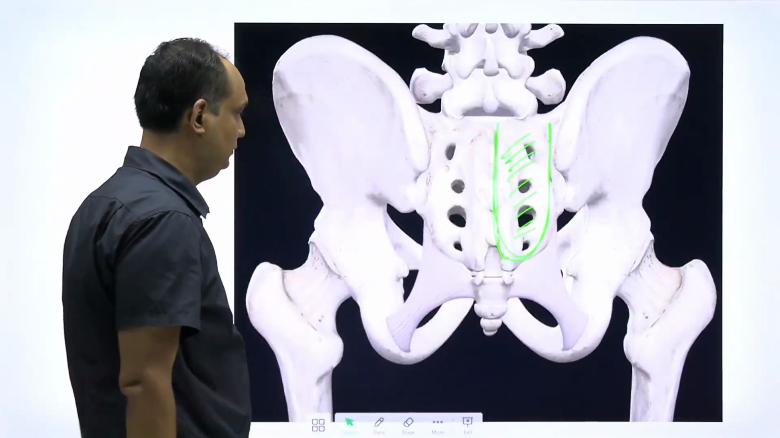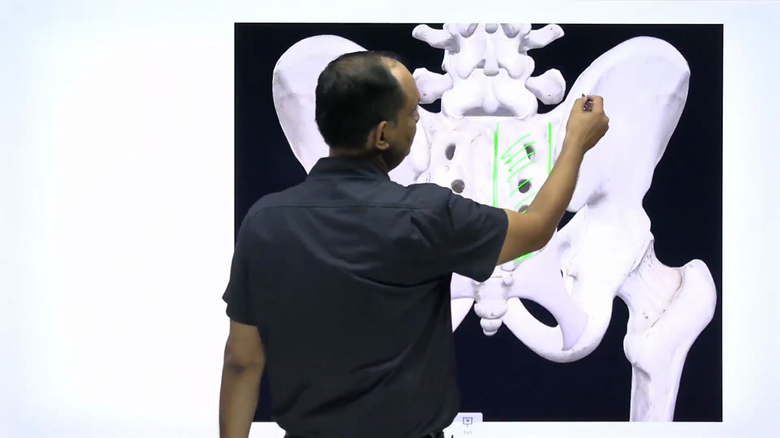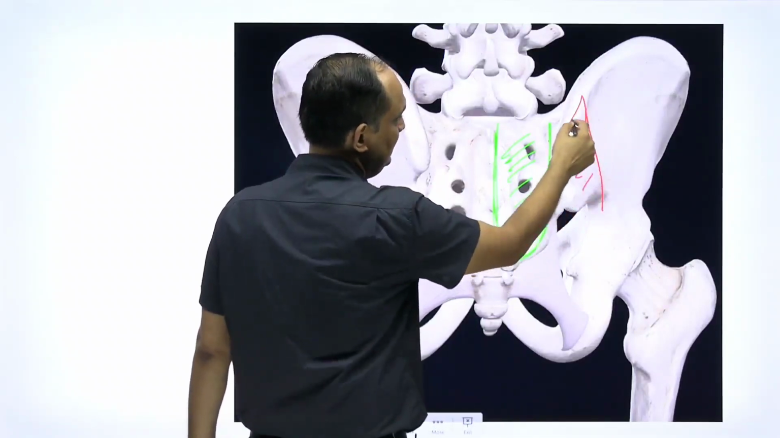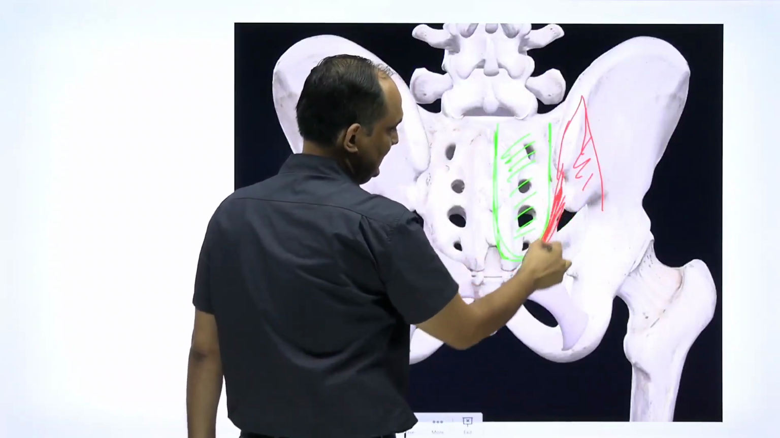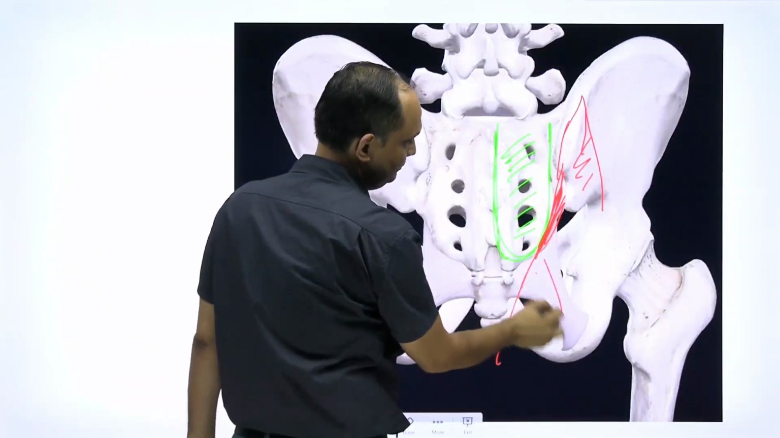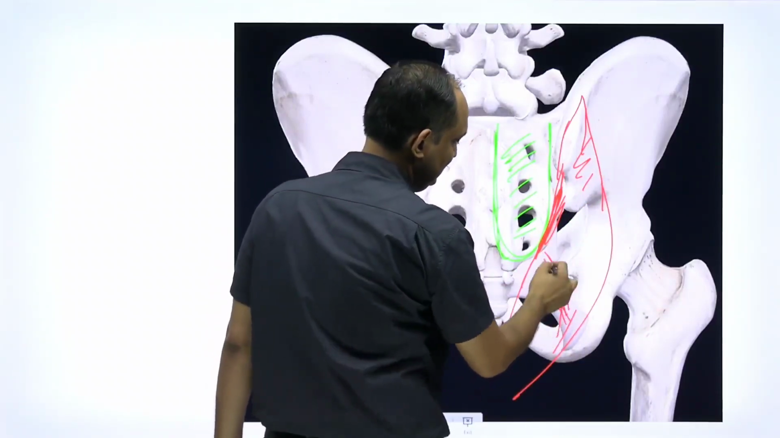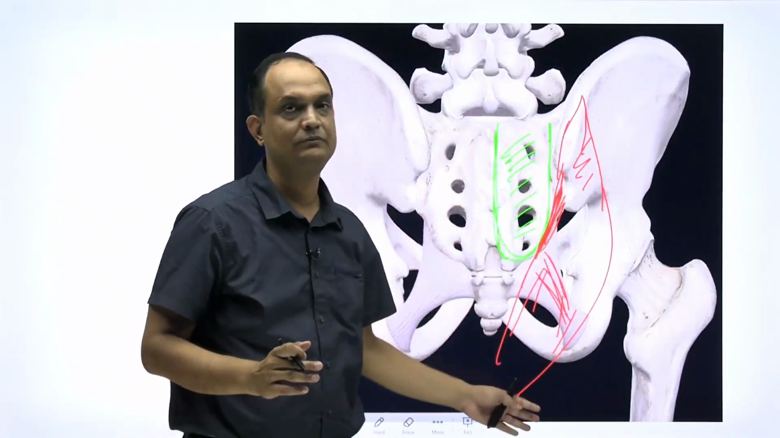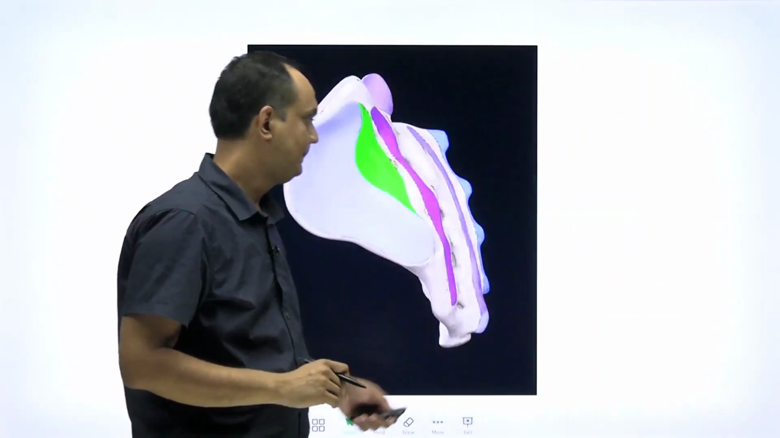Now where will the gluteus maximus come? If I am drawing the gluteus maximus, it actually comes from the gluteal surface. It will occupy this lateral side of your sacrum and it takes origin from this ligament which is known as the sacrotuberous ligament. So from the posterior side, the gluteus maximus becomes superficial. Deep to that you have the sacrotuberous ligament.